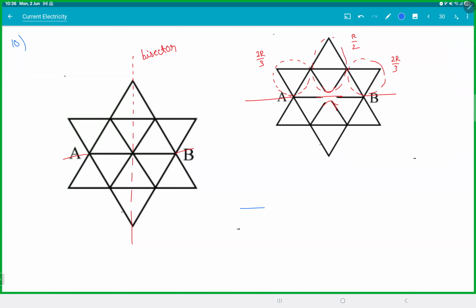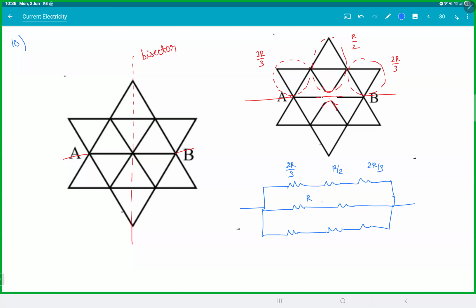So just redraw the circuit. We have one resistor, resistor, resistor. In the middle we have two resistors only. And the bottom will be exactly the same, three resistors. So this is 2R by 3. This is R by 2. This is 2R by 3. This is R. This is R. 2R by 3, R by 2, and 2R by 3. Check. If you got this, you are done. So 22R by 35. That is what you should get.